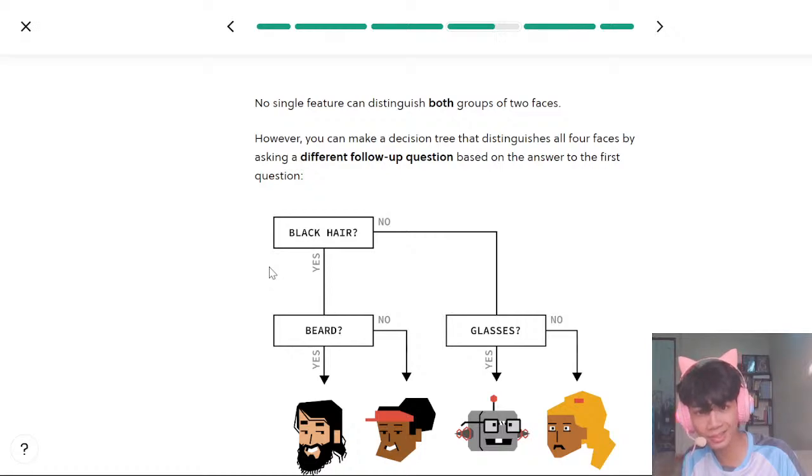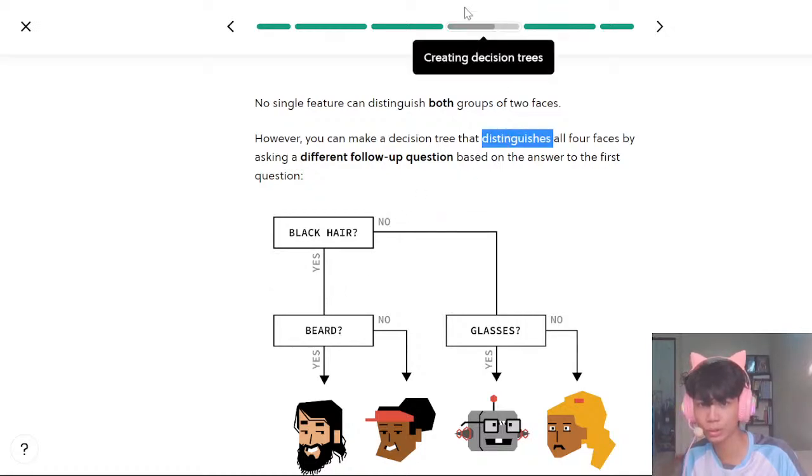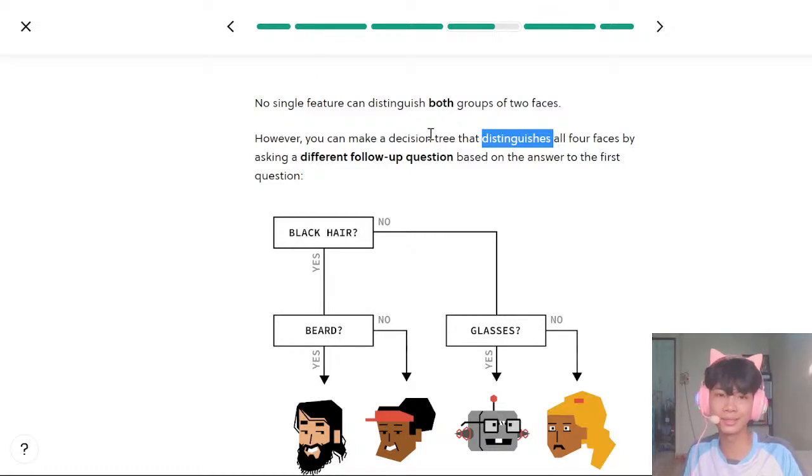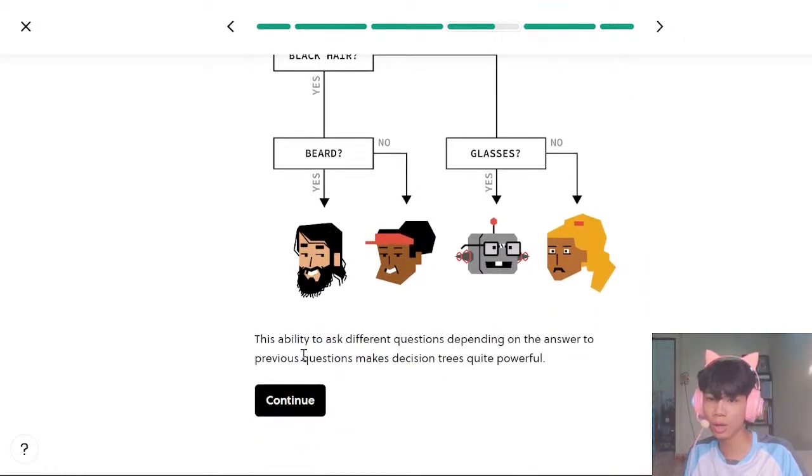However, you can make a decision tree that distinguishes all four faces by asking a different follow-up question based on the answer to the first question. This ability to ask different questions depending on the answer to the previous question makes a decision tree quite powerful.